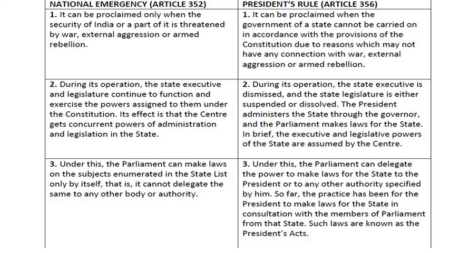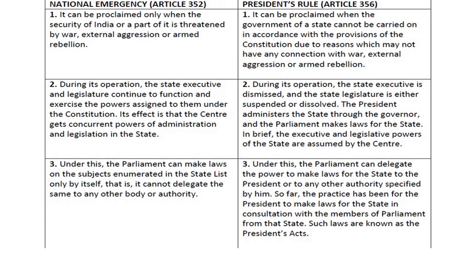National emergency is in Article 352 and presidential rule is in Article 356. There are two articles under the presidential rule. Article 356 says the president can issue a proclamation if he is satisfied that a situation has arisen in which the government of the state cannot be carried on in accordance with the provisions of the constitution. And Article 365 says that if the state fails to comply with or to give effect to any directions from the center, the same applies. So there are two major articles in the presidential rule. Now we will see the differences between the two emergencies.